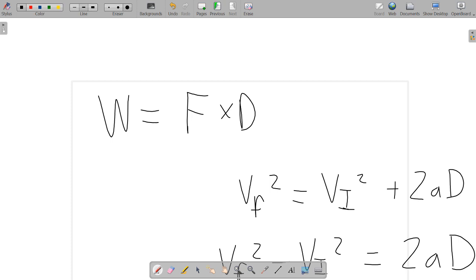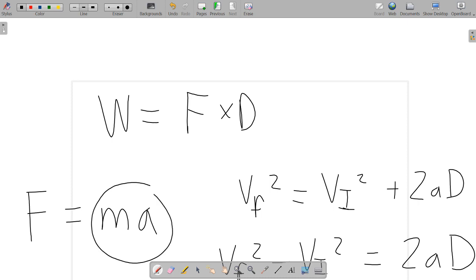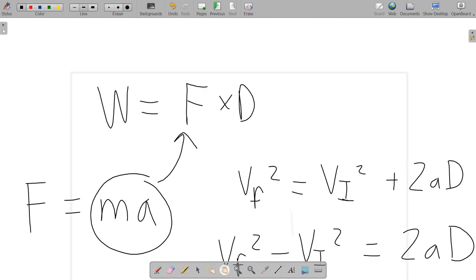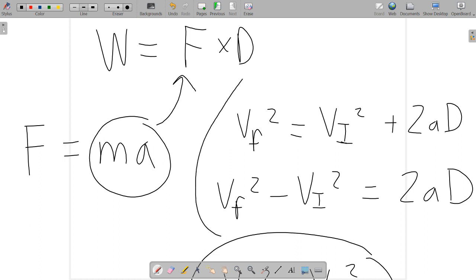But first, before I substitute that in here, I also want to substitute in something else for this force. Well, with Newton's second law, I know that force is equal to mass times acceleration. So that means I can take this here and plug that in for force. And of course, I can take displacement here and I can plug that in for d here. And so I'm going to do that on the next page here.